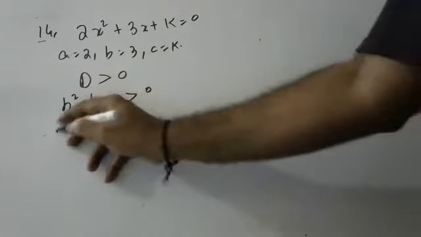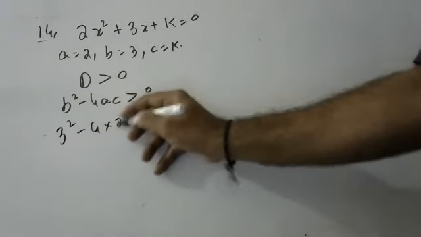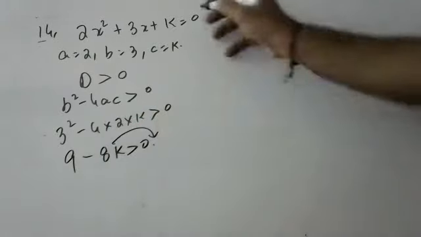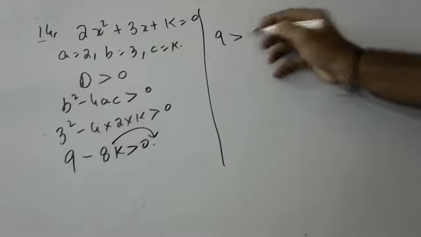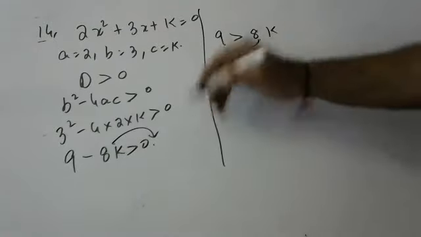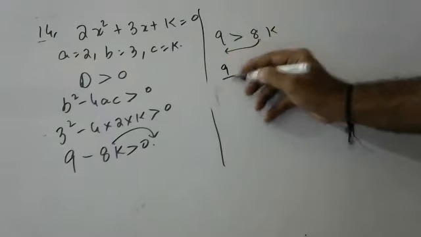Okay. What is b, children? 3 square minus 4 into 2 into k is greater than 0. 9 minus 8k is greater than 0. This comes here. So what will you get? 9 is greater than 8k. 8 goes down, k is less than 9 by 8. Okay, children, so like this you should do.